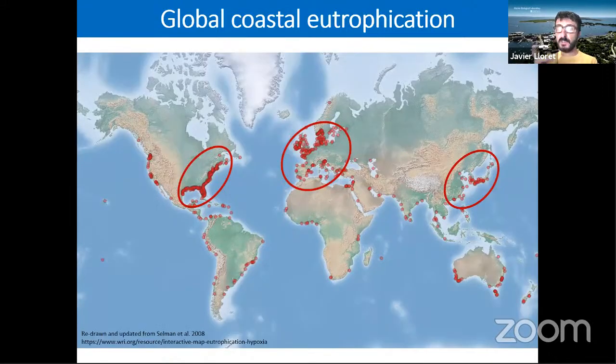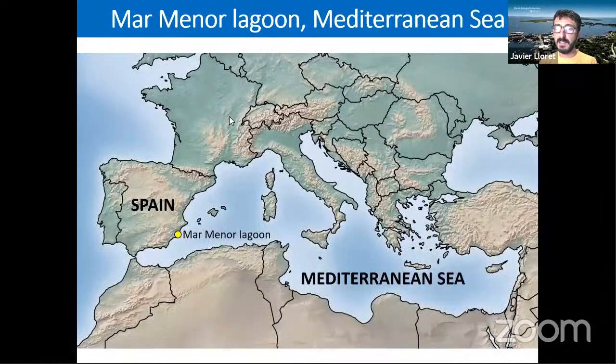So let me go back to the map, because I'm going to use these 3 hotspots for eutrophication around the world as case studies, just to give you a sense of some of the study areas that I have had the opportunity to work on. And I think they illustrate very well this problem of eutrophication on the coast. I'm going to start in Europe, in the Mediterranean Sea, with the Mar Menor Lagoon, a place that I studied during my PhD a few years ago.